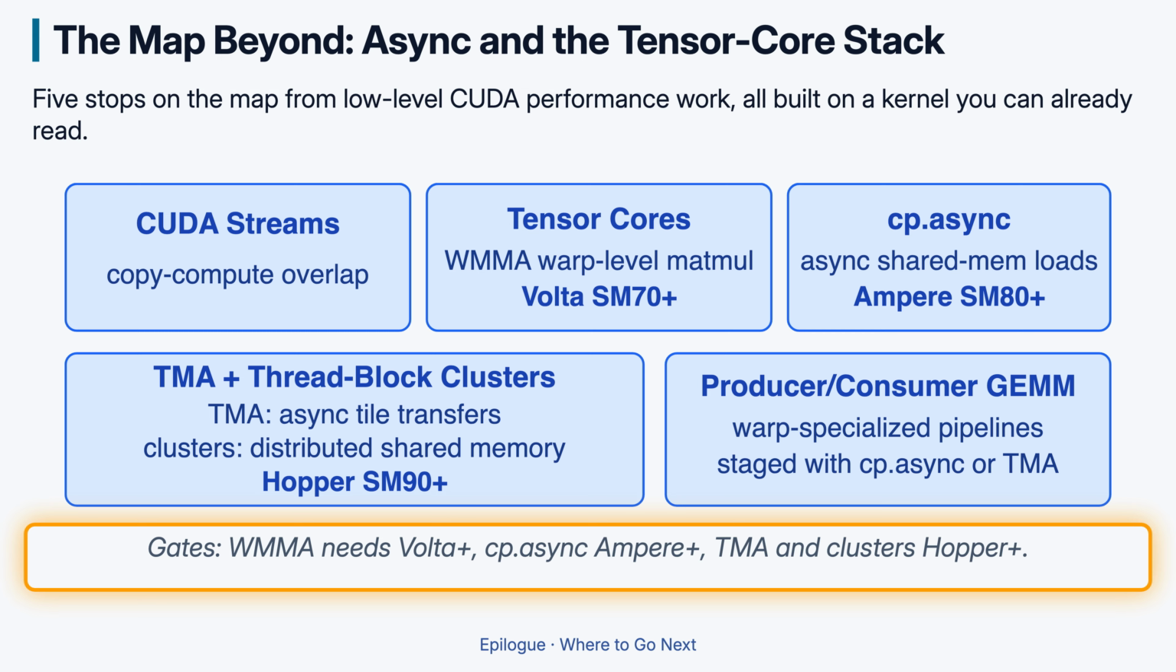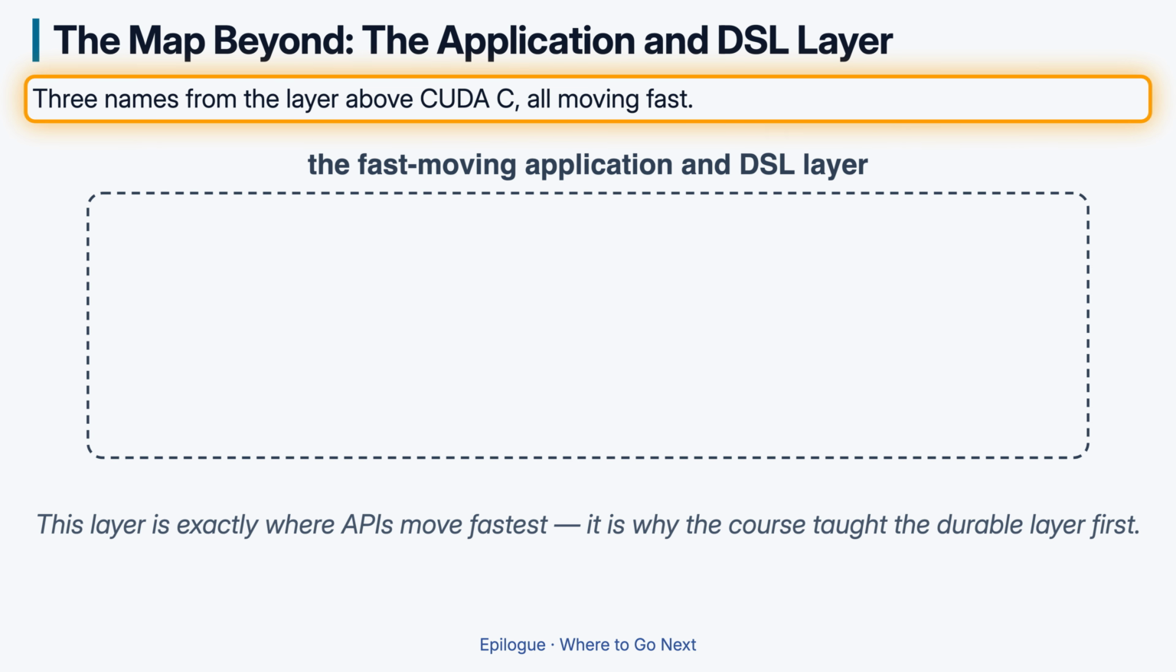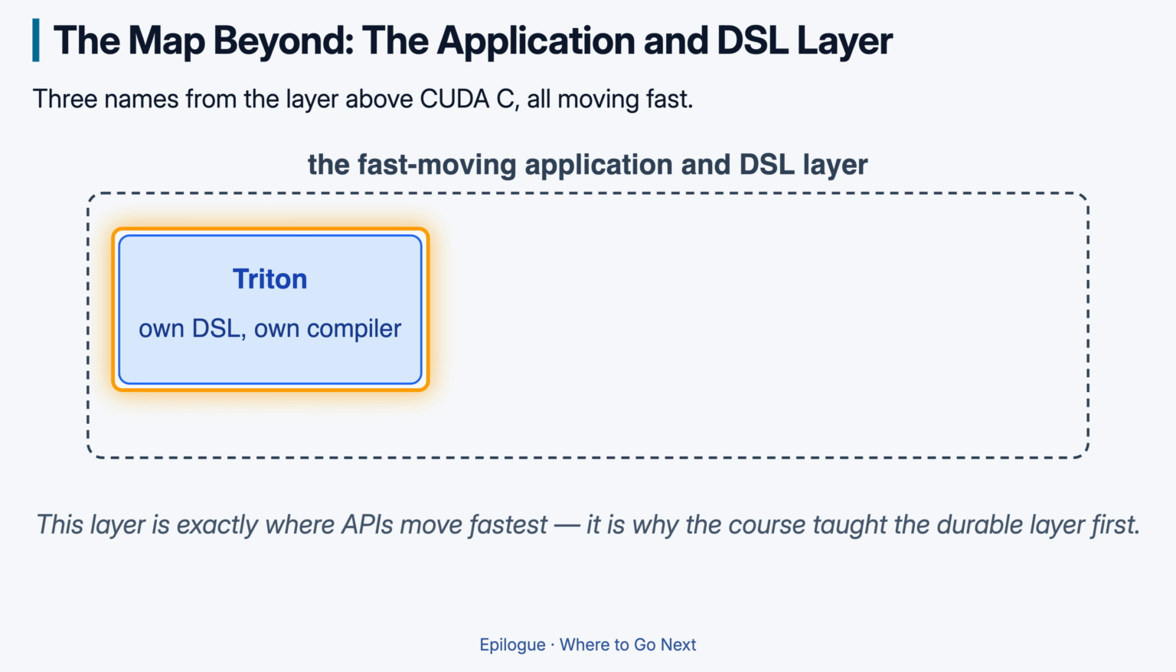The ones tied to a GPU generation are labeled with it, and none of them are taught here. 3 more names, from the layer above CUDA C. These all move fast. Triton is its own language and its own compiler for writing GPU kernels. You write it in Python. You do not write it in C, and you do not write it in CUDA C++, though on an NVIDIA GPU it still goes through CUDA underneath.